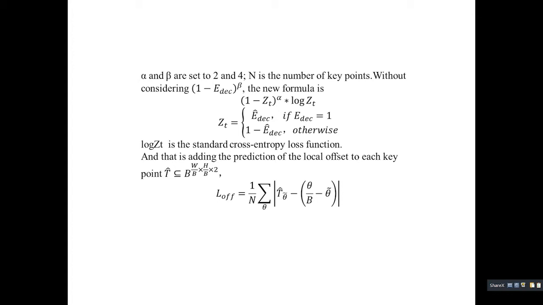Without considering the formula, the new formula is: log is the standard cross entropy loss function, and then adding the prediction of the local offset to each key point, formula.